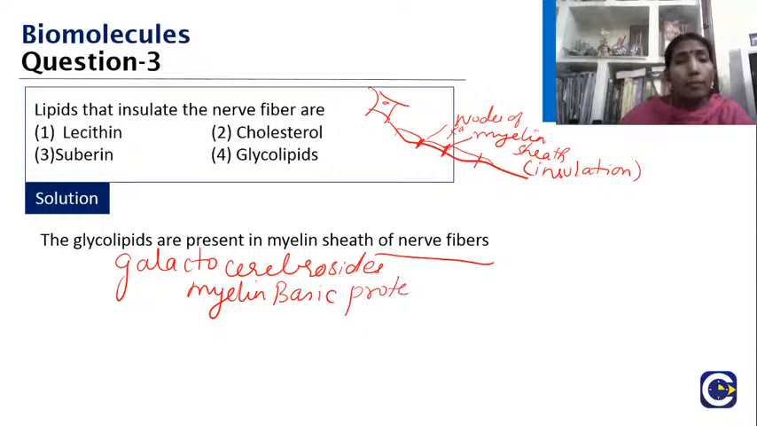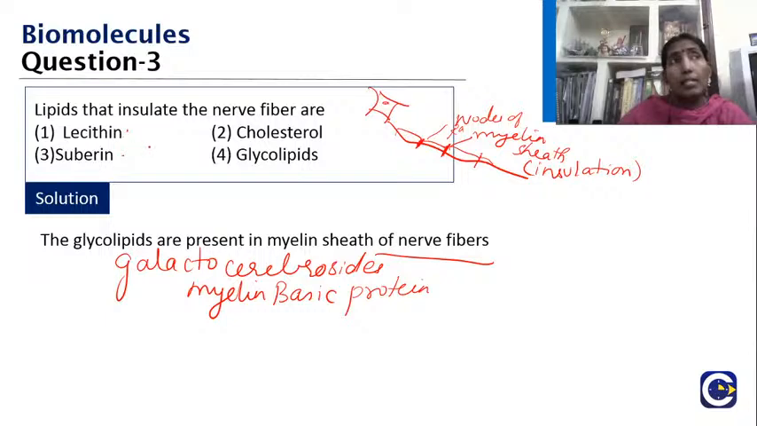Actually, from the fifth month of intrauterine life, the myelin sheath forms while we are inside our mother's womb itself, which we call myelogenesis. And vitamin B12 and folic acid are very important for myelin sheath formation. Now coming to the other options like lecithin or suberin, they are not the ones that help in myelin sheath formation.